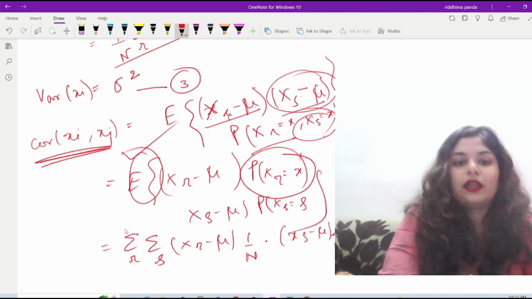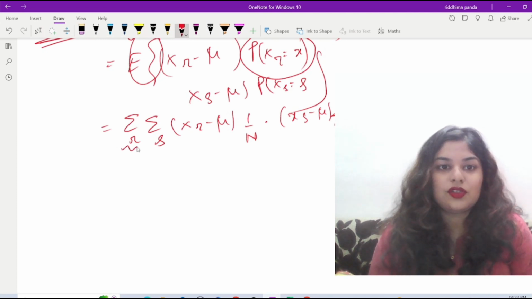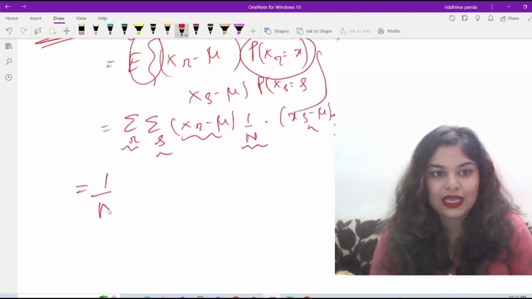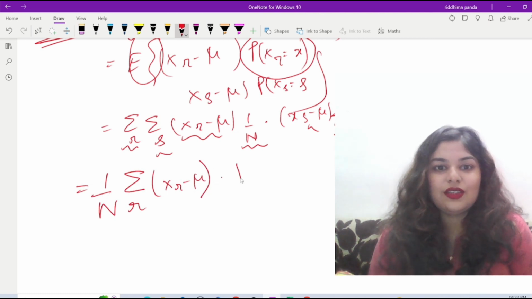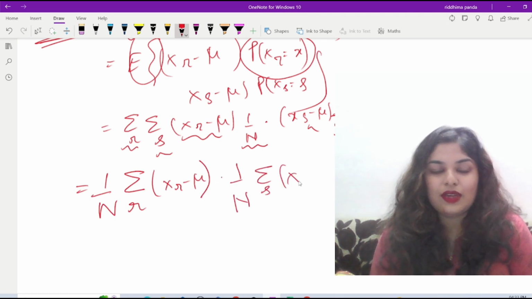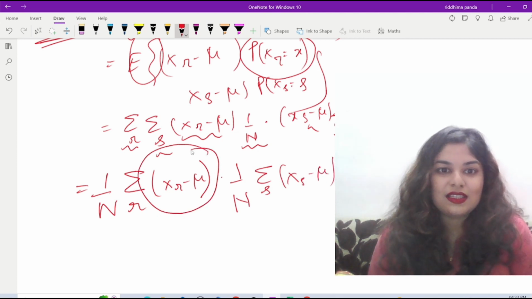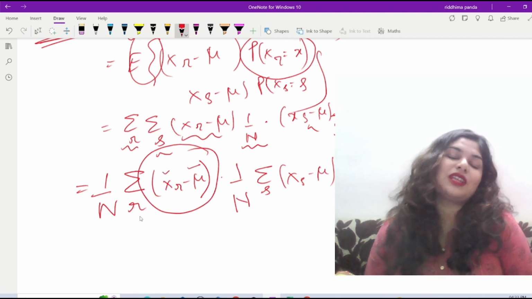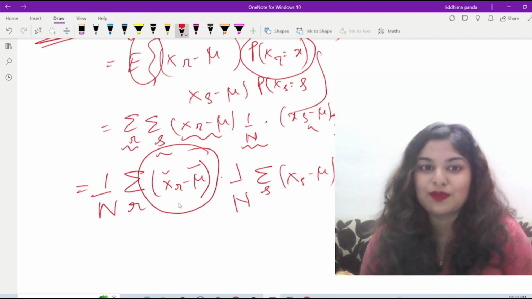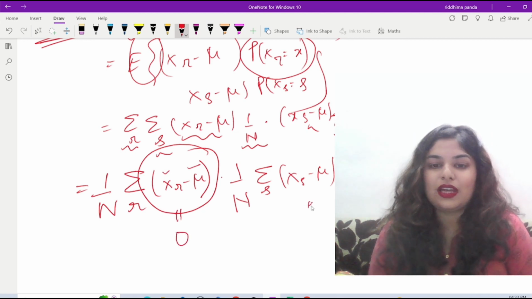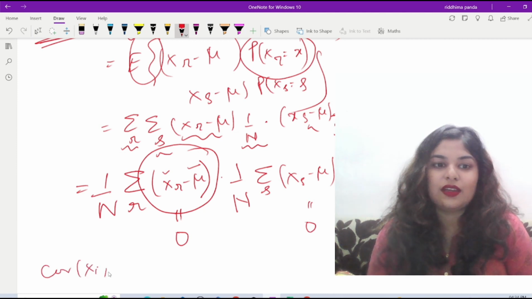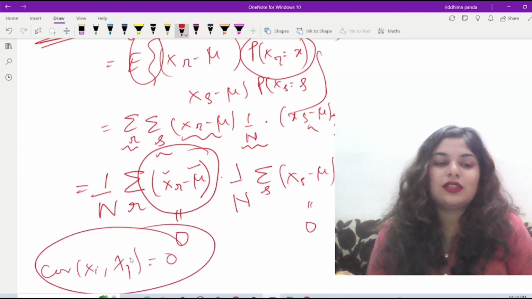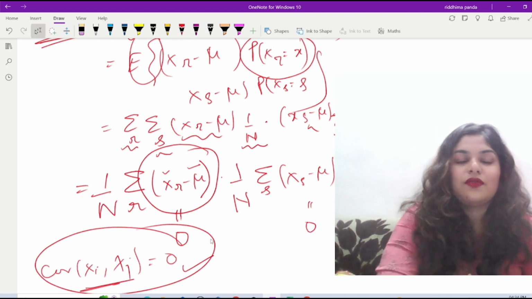Now let us write down summation r with 1 by n and summation s with 1 by n. That is, it becomes 1 by n summation r of xr minus mu into 1 by n summation s of xs minus mu. Now this is the sum of the deviations of the observations from their mean, and we know from the property of central tendency that the summation of observations' deviations from the mean is 0. So the value is 0, so covariance of xi comma xj is basically 0. So that means covariance of xi xj is 0 and variance of xi is sigma square.